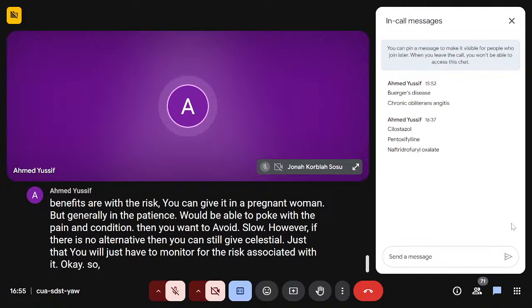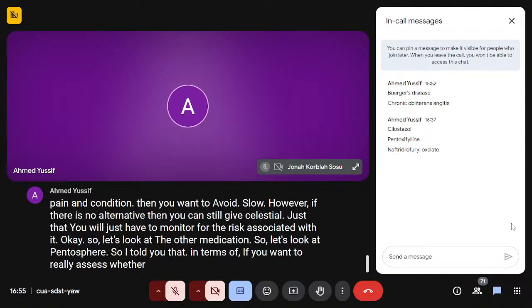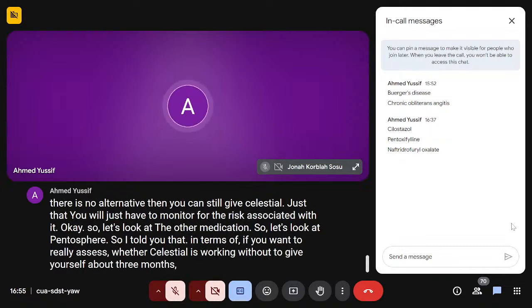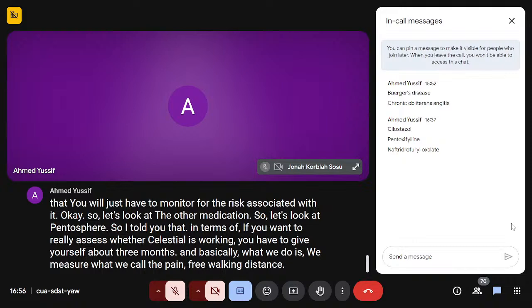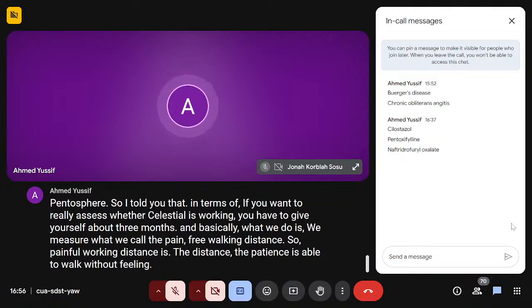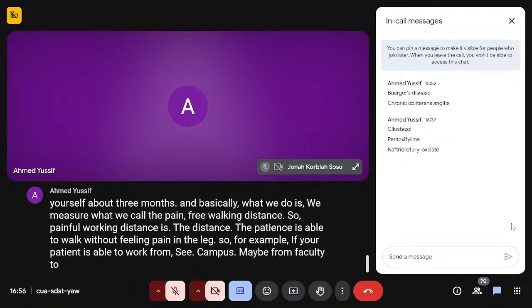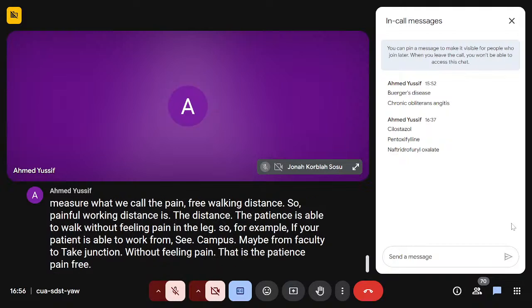Okay, so let's look at the other medication. So let's look at pentoxifylline. So I told you that if you want to really assess whether cilostazol is working, you'd have to give yourself about 3 months. And basically what we do is we measure what we call the pain-free walking distance. Pain-free walking distance is the distance the patient is able to walk without feeling pain in the leg. So for example, if the patient is able to walk from campus, maybe from the faculty to Tech Junction, without feeling pain, that is the patient's pain-free walking distance.